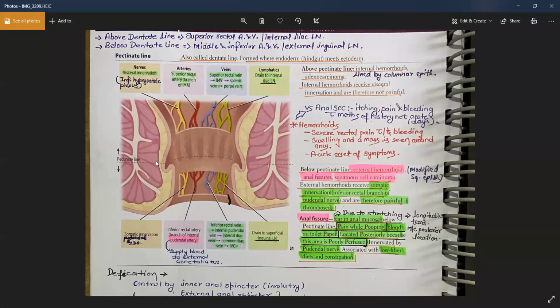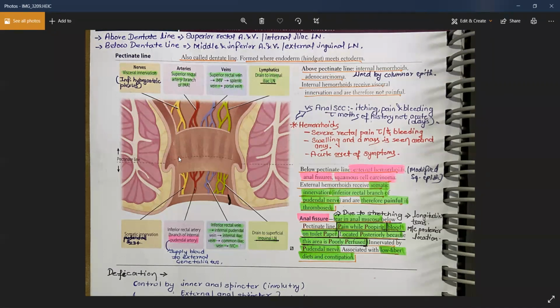Above the pectinate line, in the upper third, you will have the superior rectal arteries, which are branches of the inferior mesenteric artery. For the middle part of the anal canal, just above the pectinate line, you will have the middle rectal arteries, which are branches of the internal iliac artery. And below the pectinate line, you will have the inferior rectal arteries, which are also branches of the internal iliac artery. So the middle and inferior rectal arteries are branches of the internal iliac artery, and the superior rectal arteries are branches of the inferior mesenteric artery.